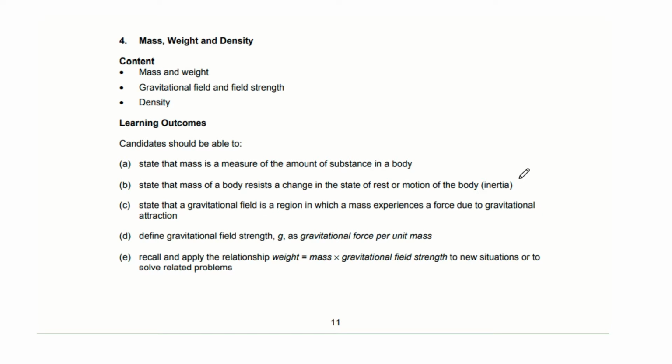Okay, part B, another definition. Here you are asked to define inertia. So inertia is basically the property of a body to resist a change in its state of rest or motion. And inertia is a property of mass. So the higher the mass of an object, the greater the inertia.